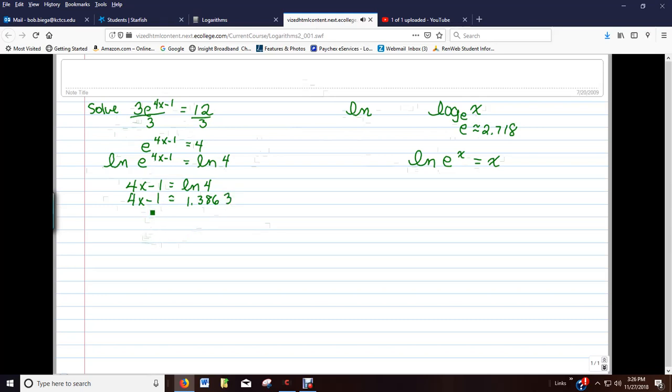Alright, now let's finish solving for x. Let's add 1 to both sides. Don't forget your decimal with 1 is right there. So we're going to have 4x equals 2.3863. And then I will divide out the 4. And we'll get x is approximately 2.3863 divided by 4. If I round it to 2 decimal places, it is 0.35.